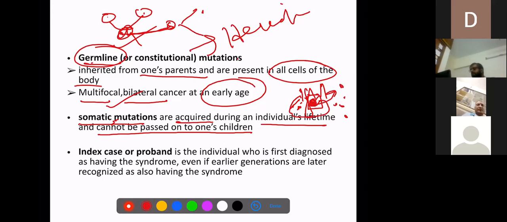So what do you mean by an index case or a proband? In tumor syndromes caused by germline mutations, the syndrome is going to manifest in the individual at a particular age. The first individual who is diagnosed with the syndrome is called the index case. Even if earlier generations are affected, if they are recognized only after this patient, the index case is the first individual diagnosed with the syndrome, even though it may be present in the previous generations.